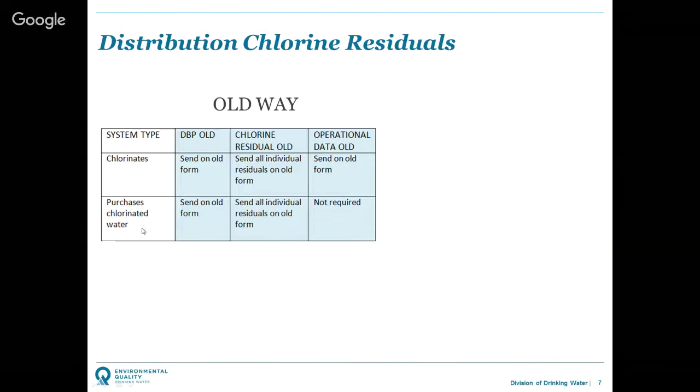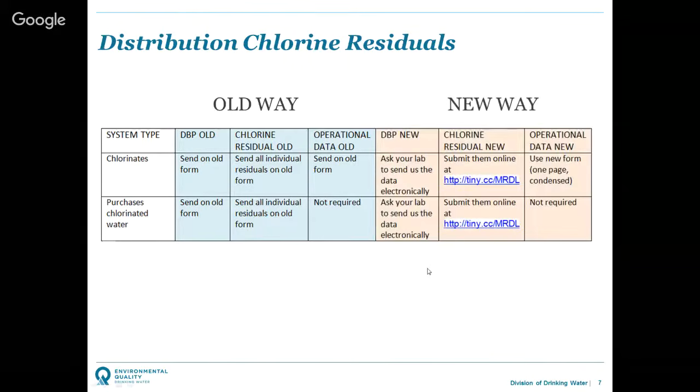If you're purchasing chlorinated water, again, you're taking disinfection byproducts. Disinfection byproducts are only for community and non-transient, non-community systems, not for transient systems. So with that clarification, if you were purchasing chlorinated water and you were community or non-transient, non-community, you sent in the DBPs on the old form, including the residuals, but then no operational data is required unless the system had an individual treatment plant, treatment facility.